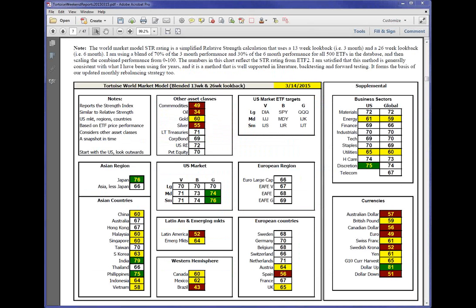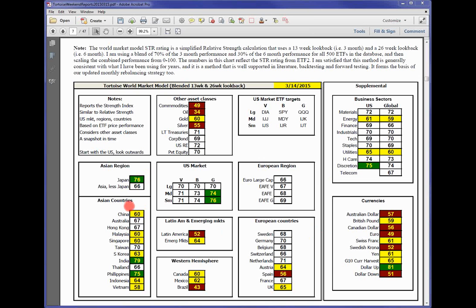World market model up next. See, everything in the U.S. is above average, except small cap and medium cap growth, which are exceptionally above average, along with Japan, India, the Philippines, and consumer discretionary. And the dollar is very strong, almost abnormally so.